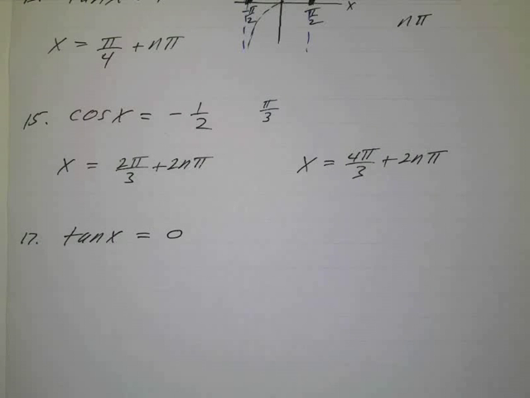Okay, this is some more trigonometric equations from section 5.5. This is number 17, the tangent of x equals 0.